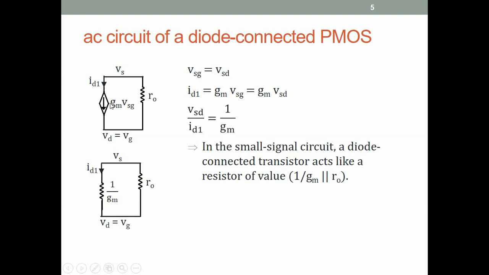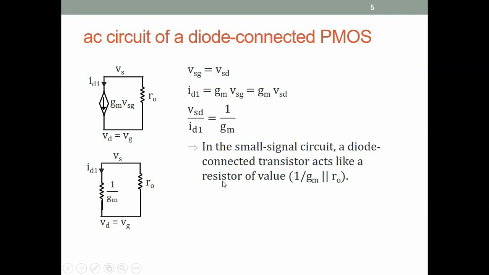VSD is the voltage across this current source. The current is ID1 and the ratio VSD by ID1 is 1 by gm. Now because this is the relationship of a resistor, it's Ohm's law actually, because the voltage across an element is equal to a constant times the current through the element, therefore, in this small signal circuit, the dependent current source can be replaced by a resistor of value 1 by gm, because the drain and gate are shorted together.